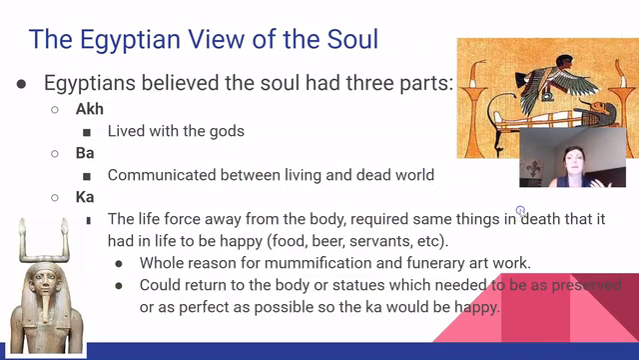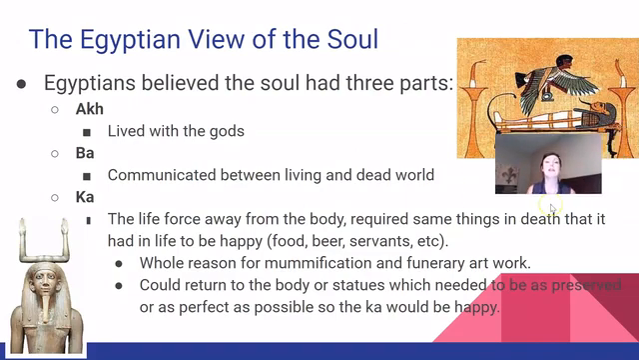So this is where mummification comes in and why this was such a big deal to the Egyptians. They believed that your soul had three parts to it. There was your Akh, which lived with the gods, a Ba, which would communicate between the two worlds, and then there was your Ka. And the Ka was kind of like your soul in terms of what we understand it to be. And this could basically roam around on this earth, away from the body, and then inhabit things that looked like that individual, so for example, a statue that looked like the pharaoh, or the body.